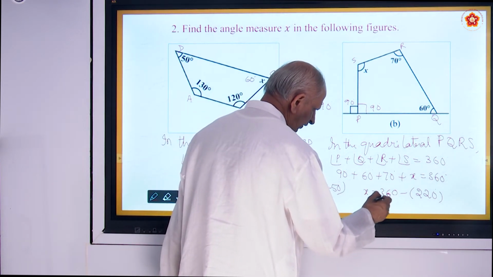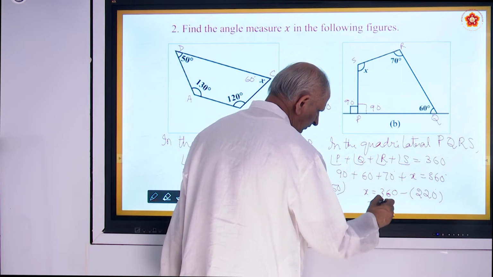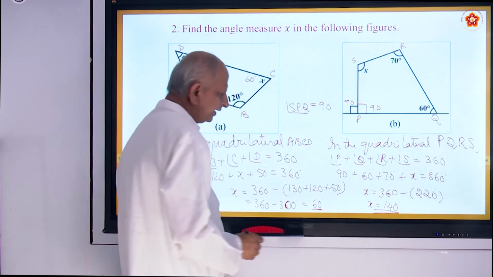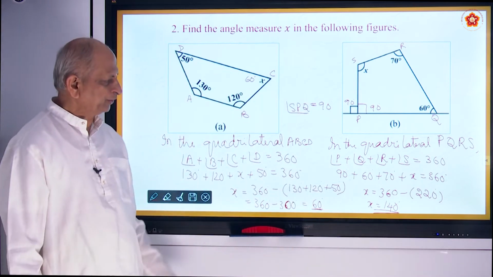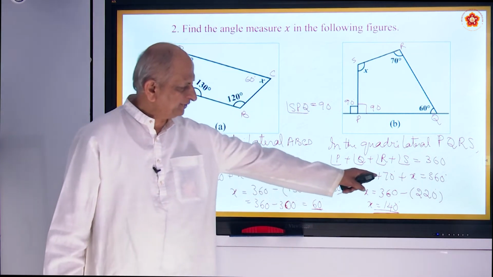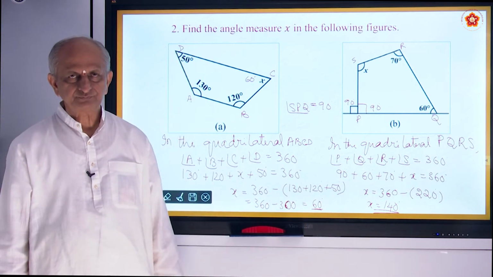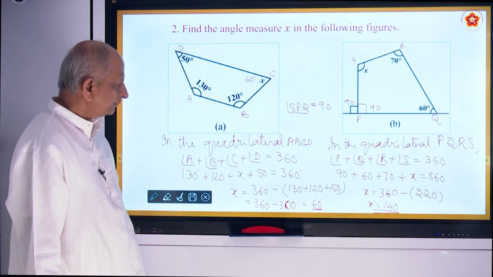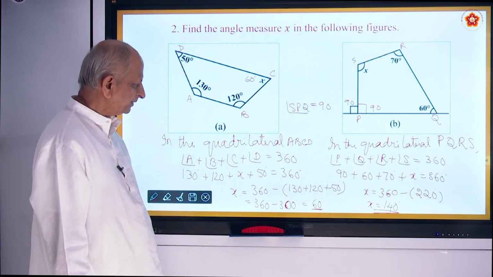So x becomes 140. That is the answer. How did you get 220? Adding these three. Okay, noted? Okay, we'll move on to the next problem.